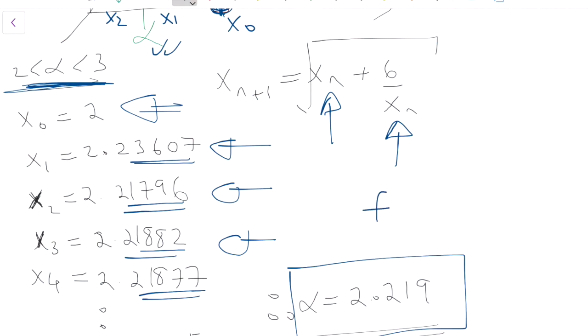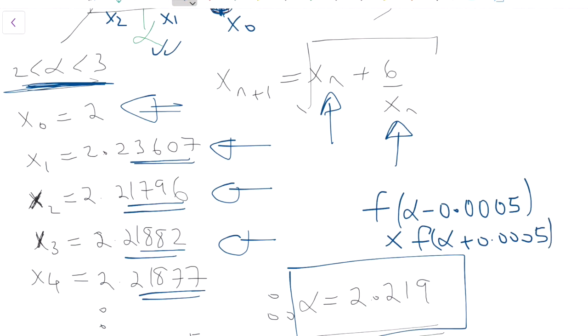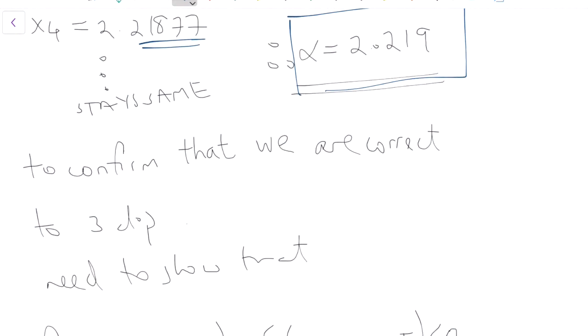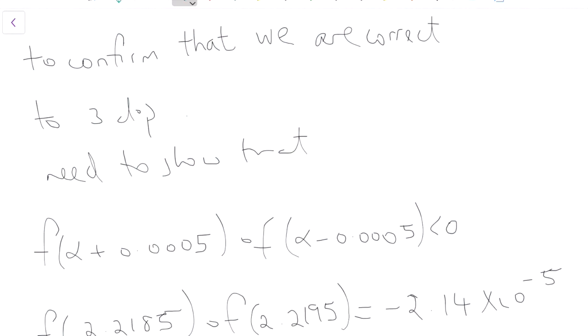Because they want their answer to 3 decimal places, then f of (alpha minus 0.0005) multiplied by f of (alpha plus 0.0005) has to be less than 0. So it has to change sign between those two values. And that's exactly what I write. So to confirm that we are correct to 3 decimal places, we need to show that f of (alpha plus 0.0005) times f of (alpha minus 0.0005) is less than 0.